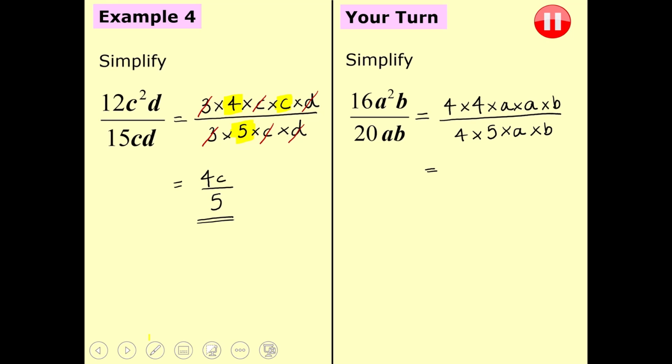Now we've expanded that, we can go ahead and simplify any common factors. So we've got a 4 on the top and a 4 on the bottom, we've got an a on the top and an a on the bottom, and a b top and bottom as well. Now we will be left with 4a on the top and 5 on the bottom. So our answer you should have is 4a over 5. So really well done if you got that.